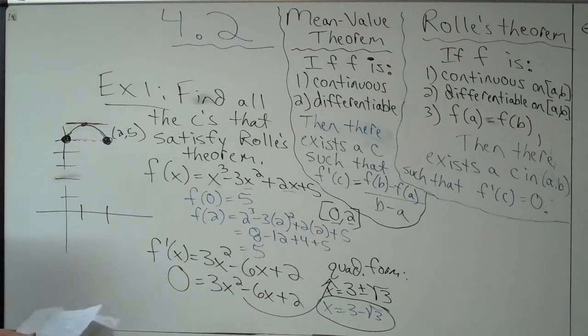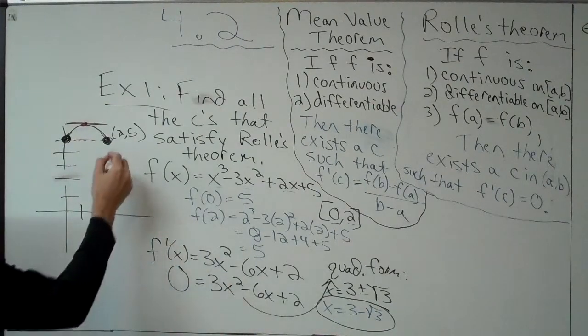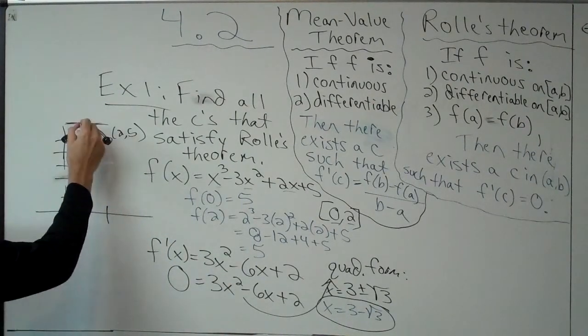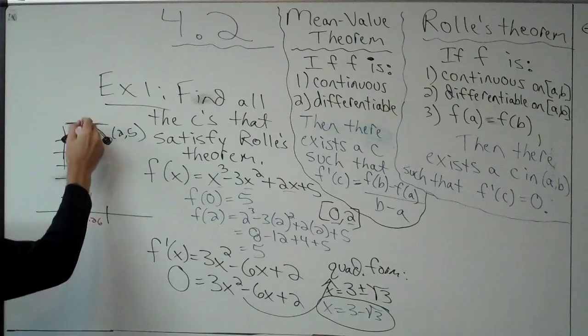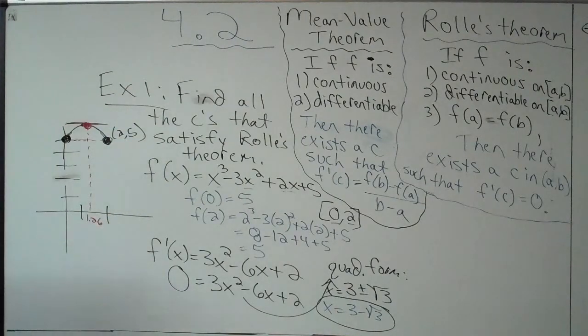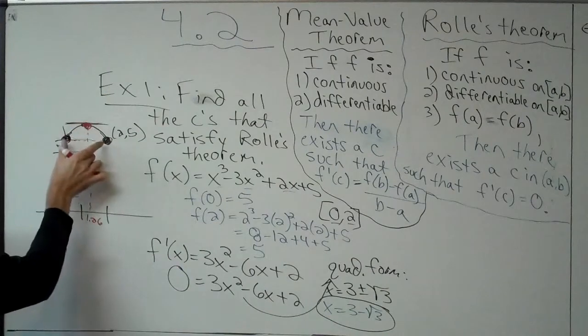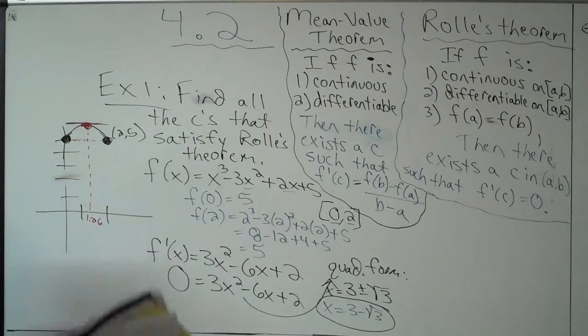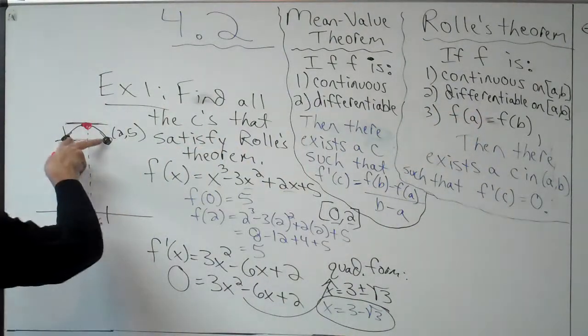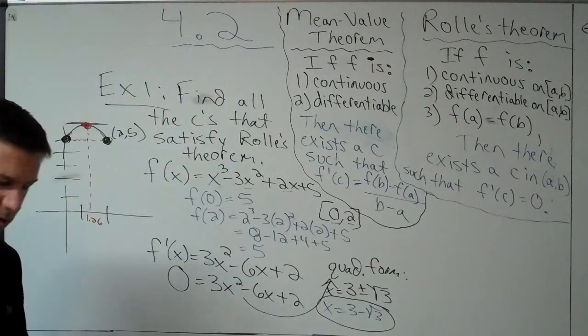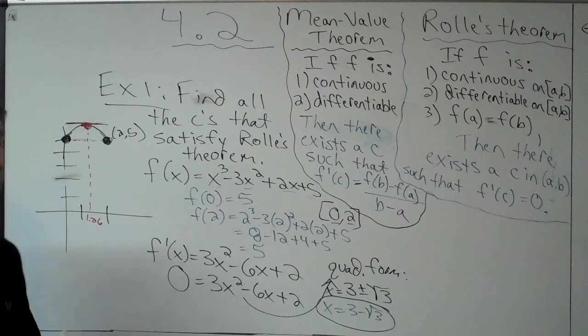3 minus radical 3, how big is that? That's about 1.26. So if I drew it a little bit better, it would be about right here, like 1.26. So this is where the graph levels out. We're saying the slope at that spot equals the slope that connects the 2 endpoints. That's what Rolle's theorem says. That's what the mean value theorem says too. It's just that the mean value theorem doesn't need the endpoints to be the same. They don't have to be level like this. The mean value theorem is a little bit more powerful than Rolle's theorem.